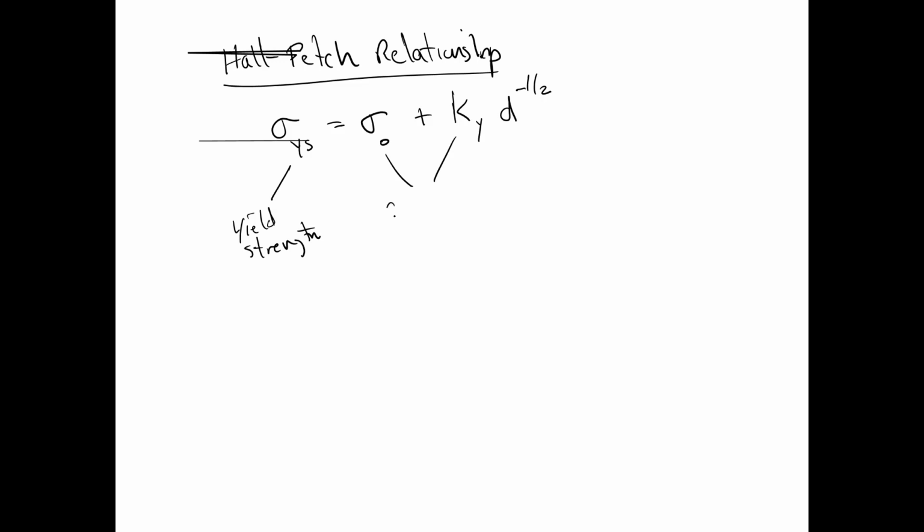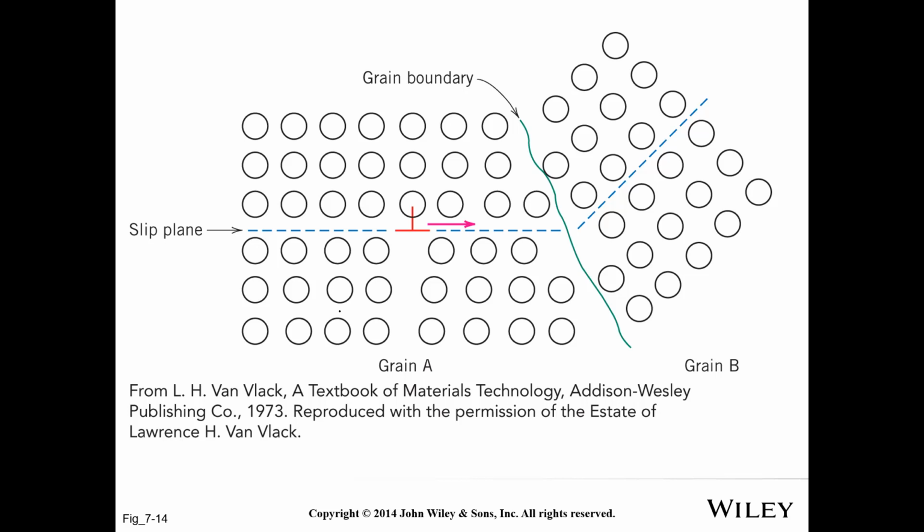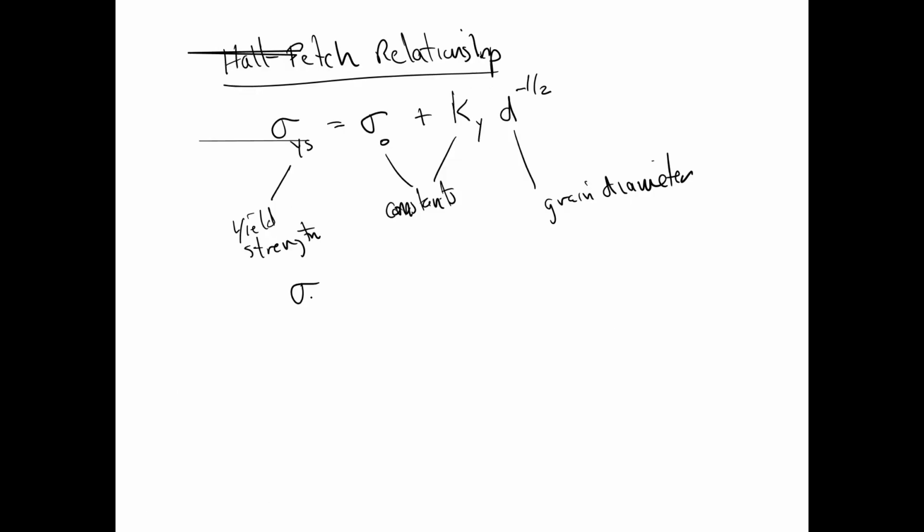These are just constants for the material. So these are material constants, and d is the grain diameter. So you can see, I could write this another way. Let me go back here. We could write it like this: sigma yield strength is sigma 0 plus k over the square root of d. I'm just rewriting that in a different way. But you can see as the grain diameter goes down, the yield strength is going to go up.